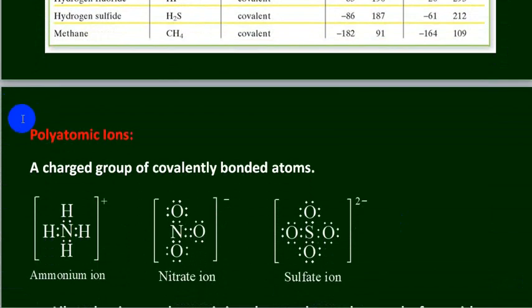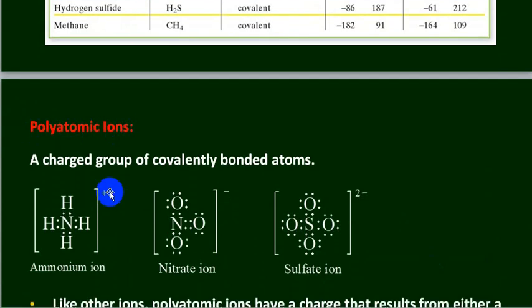Polyatomic ion. Poly means many. So these ions, negative or positive, consist of many atoms. A charged group of covalently bonded atoms is called a polyatomic ion. The whole group has an overall charge. The atoms are bonded covalently, but as a whole they have a charge.